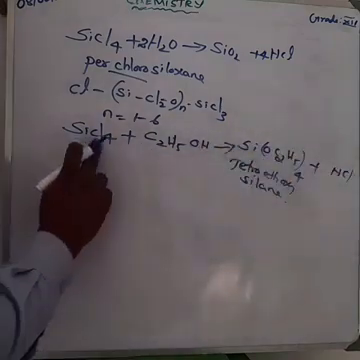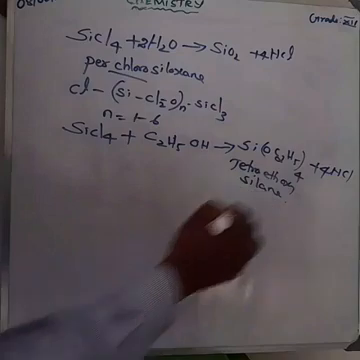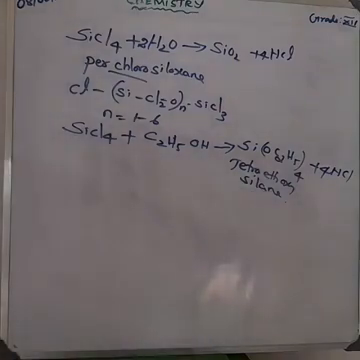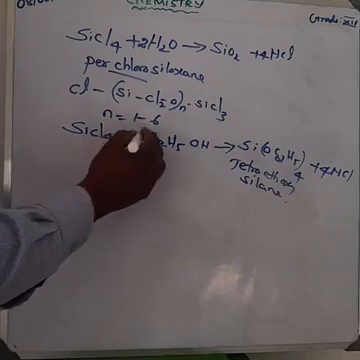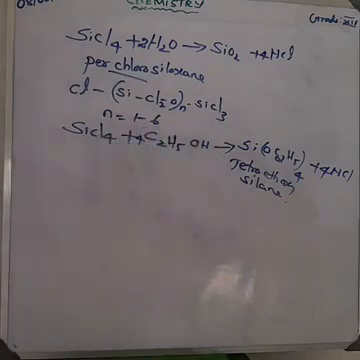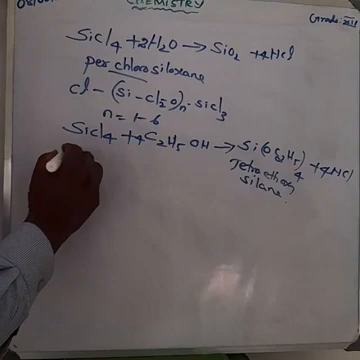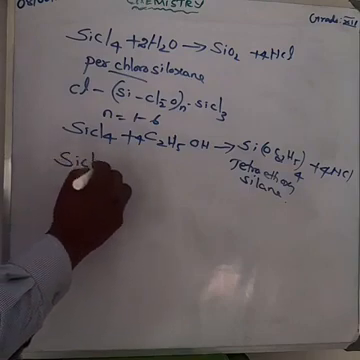How much chlorine is there? 4 chlorine, so make it 4 on the product side also. How much hydrogen is there? 4, so make the reactant side ethyl alcohol also 4. Now the ethyl also has 4. The equation is balanced.